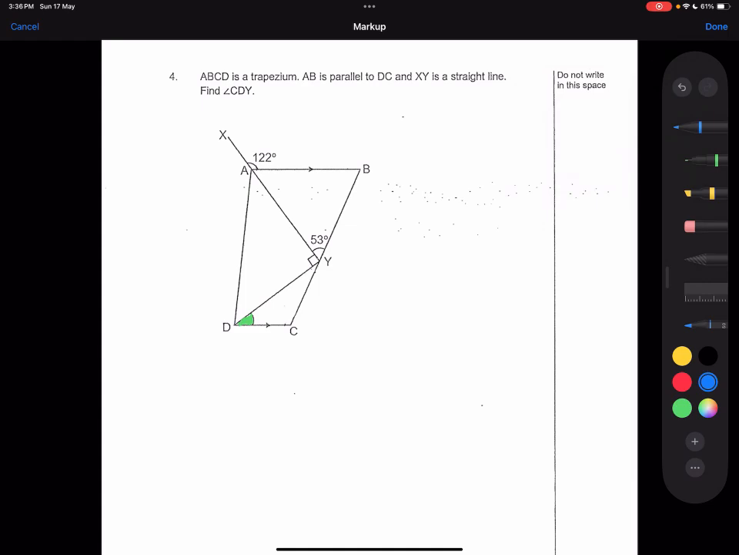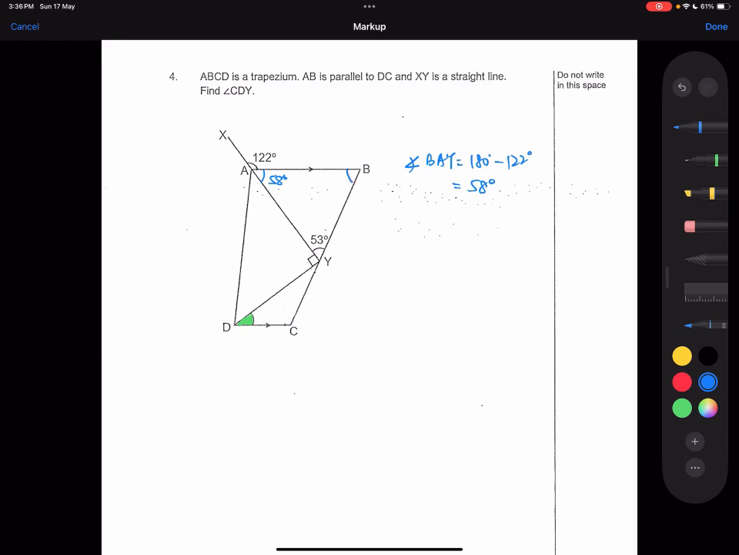Now, let's start off by finding this angle. Angle BAY is, on a straight line XY, so let's take 180 minus 122. That will give us 58. So this is 58.